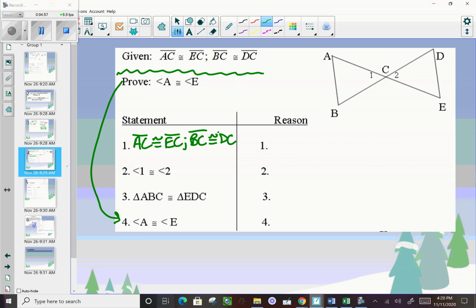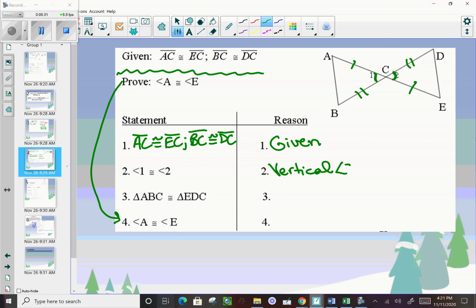Why are they congruent? And hopefully you said given. Now, what I want to do with that is mark it on my picture. So AC is congruent to EC, and BC is congruent to DC. Why, again, we said given. Now, I'm going to mark angle 1 congruent to angle 2. And the reason I'm going to mark that is, 1, it says it in the statement, but 2, marking it helps me realize where those angles are. Those angles are vertical angles.